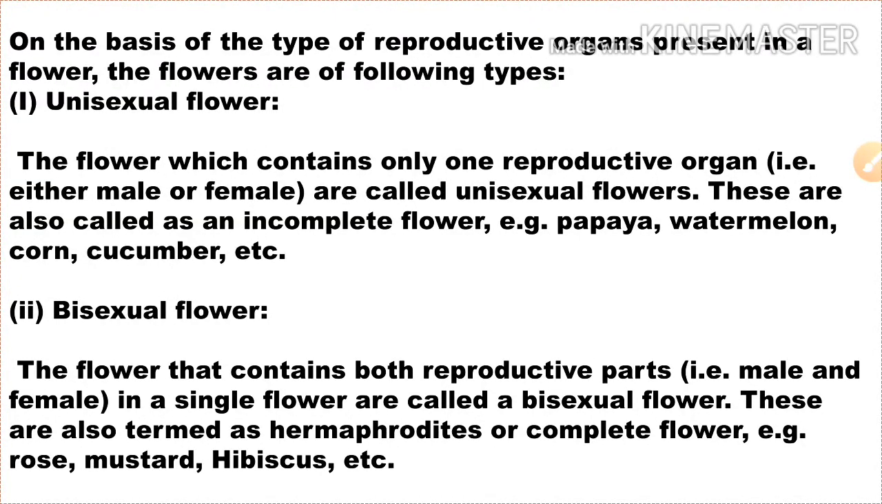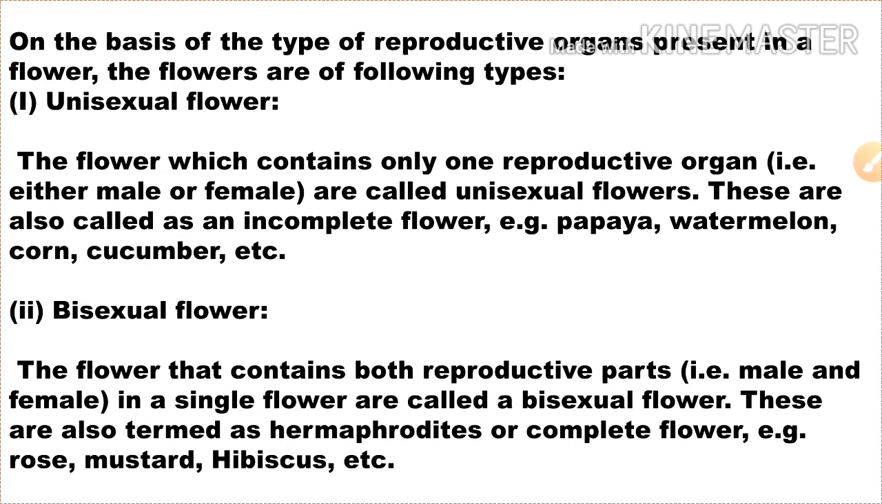On the basis of the type of reproductive organs present in a flower, flowers are of two types: unisexual flower and bisexual flower. The flower which contains only one reproductive organ, that is either male or female, is called a unisexual flower. These are also called incomplete flowers. Papaya, watermelon, corn, and cucumber are some examples of unisexual flowers.